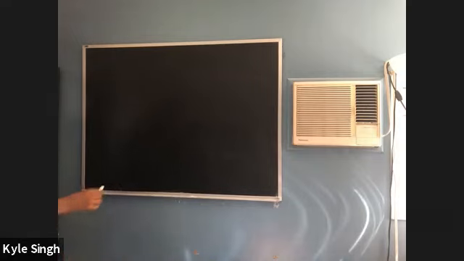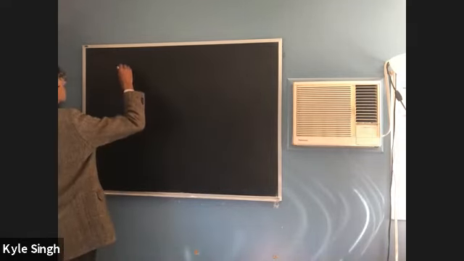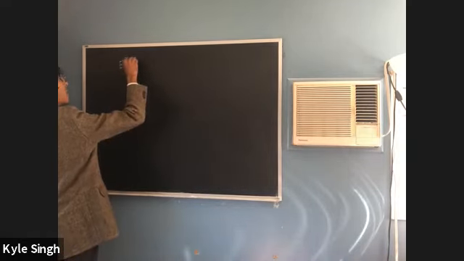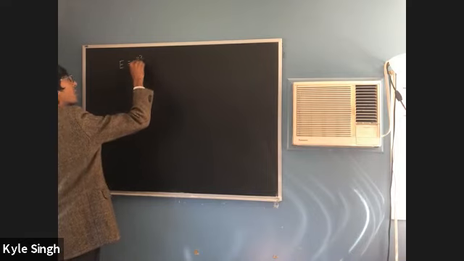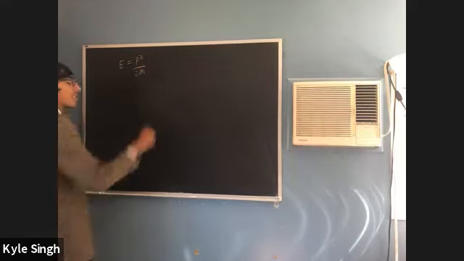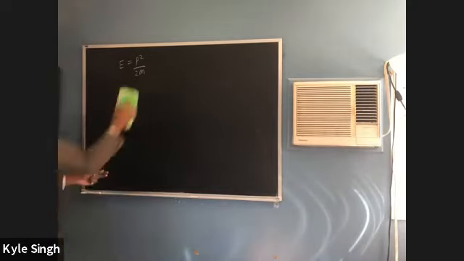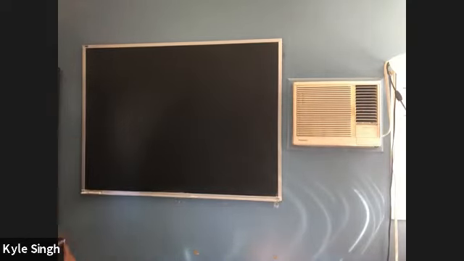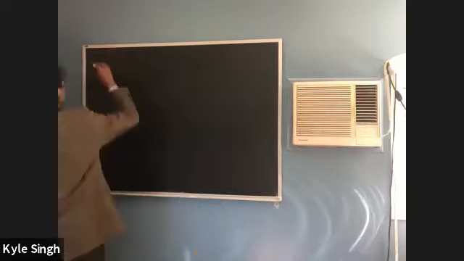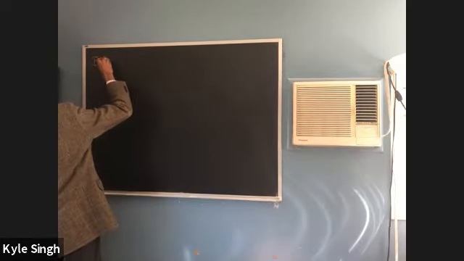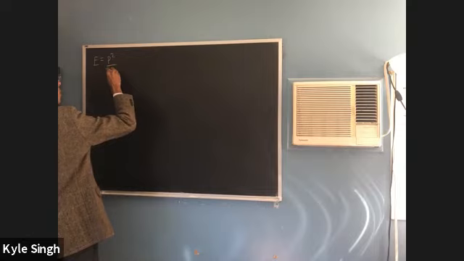So let's think about this. So for a free particle, E equals p squared over 2m. This is just a relationship from just normal, sorry, let me just be a little more clean today. E equals p squared over 2m.